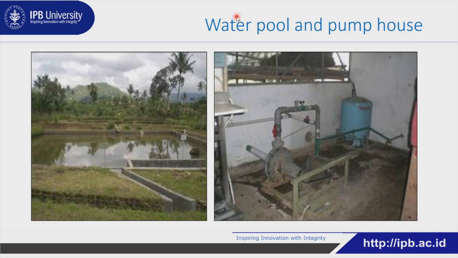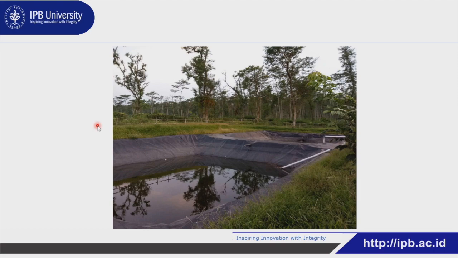The other equipment needed in the nursery is a water pool and pump house. You can make it like this with a water reservoir, with permanent structures. But you can also make it from geomembrane like this, which is also very easy to do, less expensive, and also easy to remove and make into another part of your nursery.